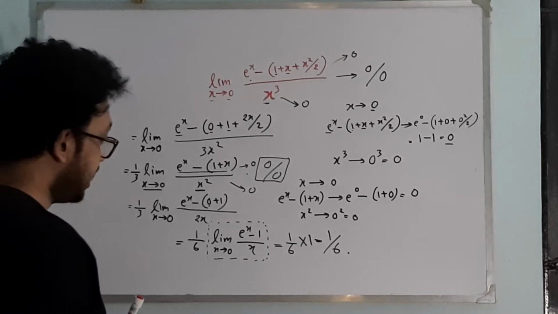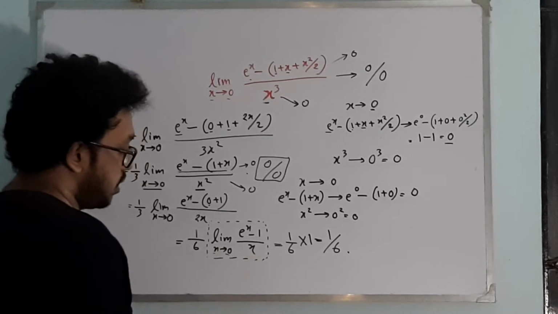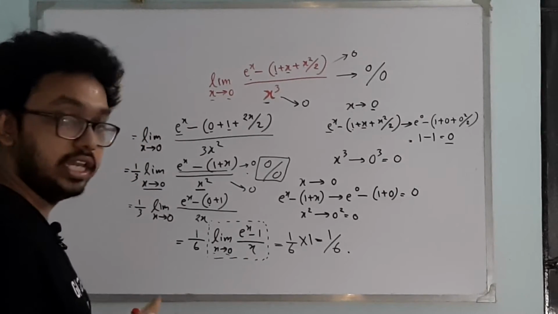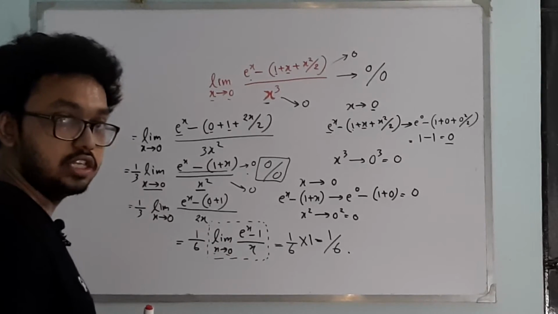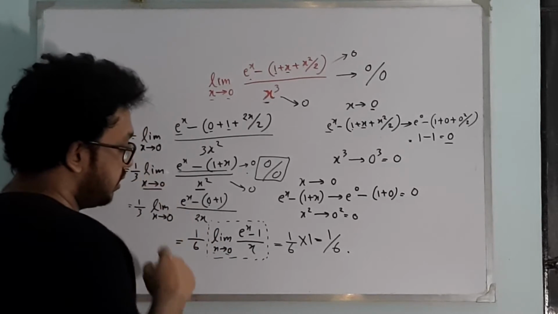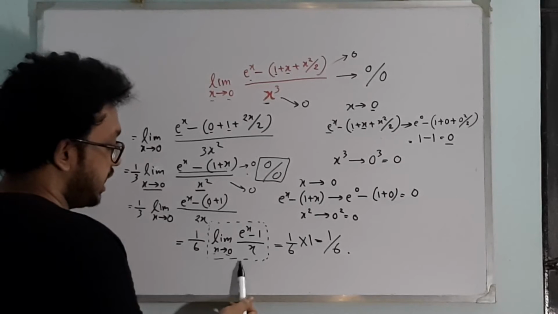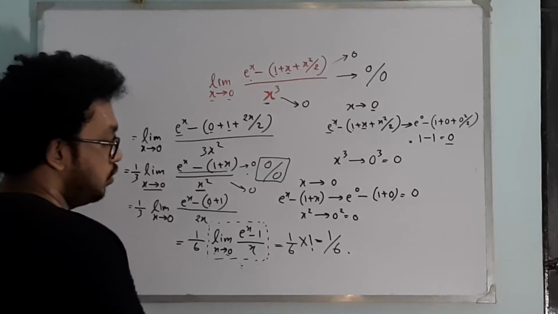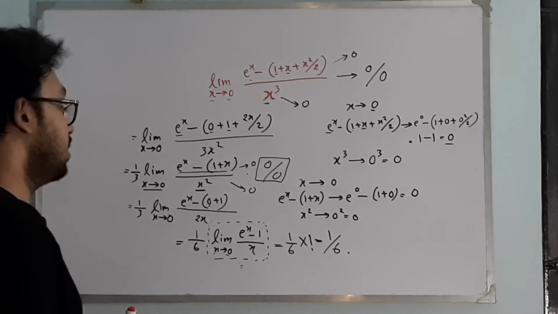Keep in mind one thing, that this particular limit x tending towards 0 e to the power x minus 1 by x can also be solved using the L'Hospital rule, because this is also present in a 0 by 0 form. But as we already know the value of this limit as a standard limit, there is no need to use L'Hospital rule again. We can directly write the value from the standard limit. So the final answer of this problem is going to be 1 by 6.